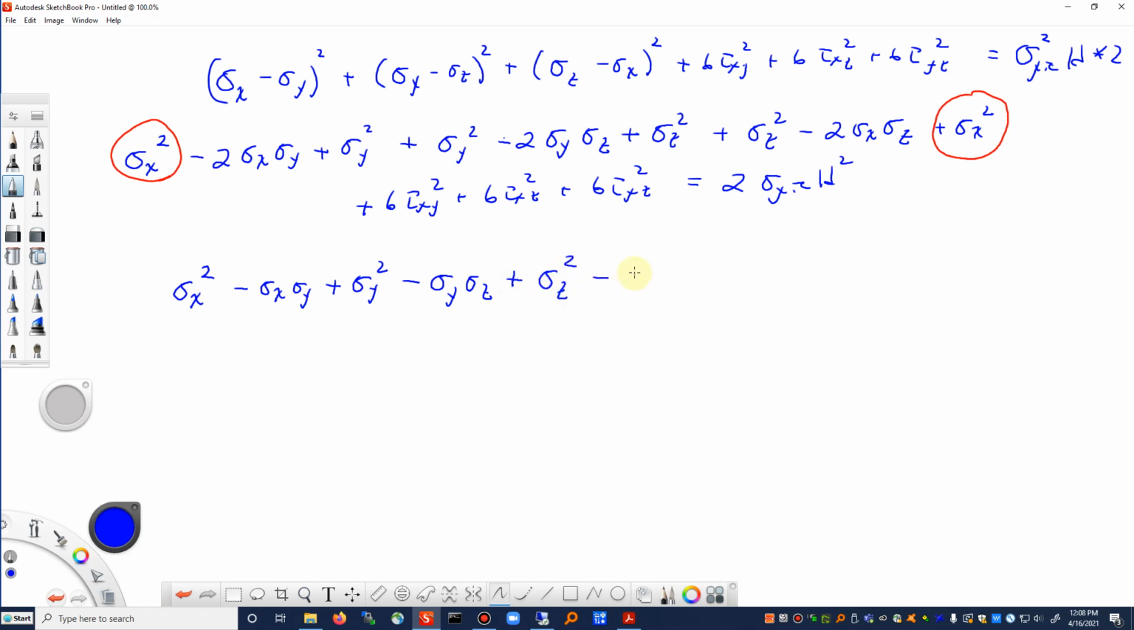And let's see, I need one more. Normal stresses, I'm going to have a sigma x, sigma z. I think I have all of those in there. And then I'm going to have now 3 of these terms. And now I can get rid of the 2 on the right hand side. Now I have sigma yield squared.